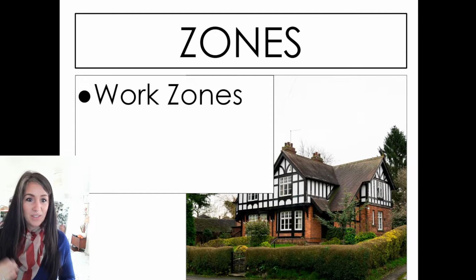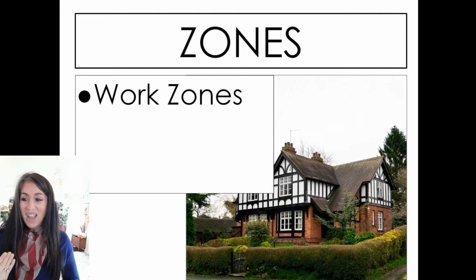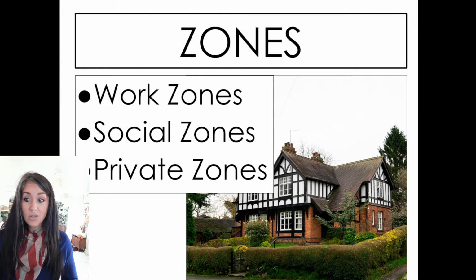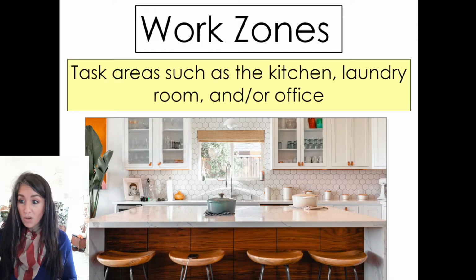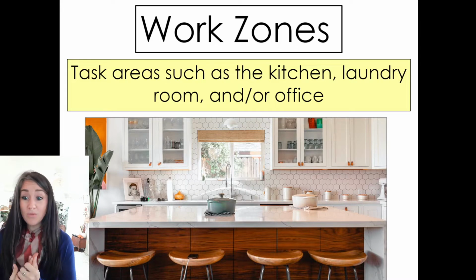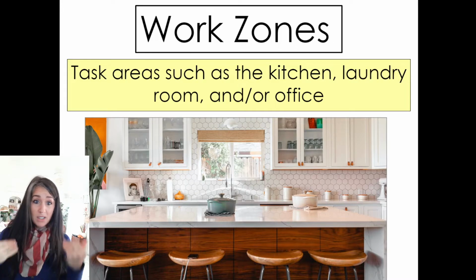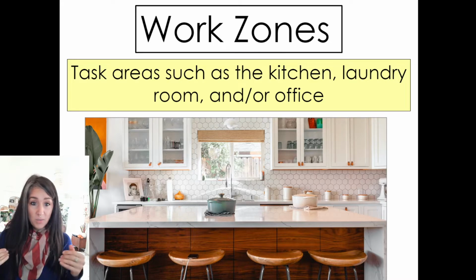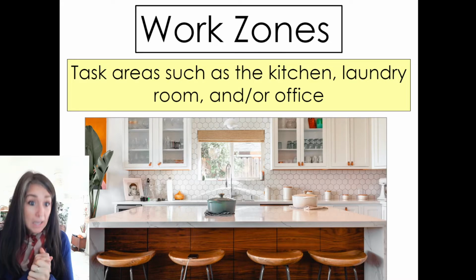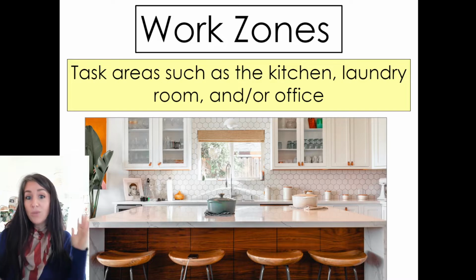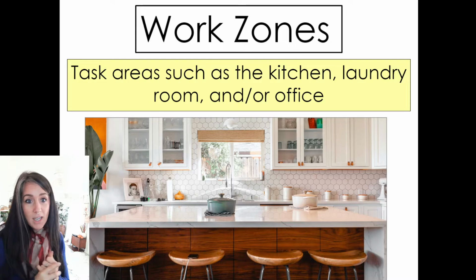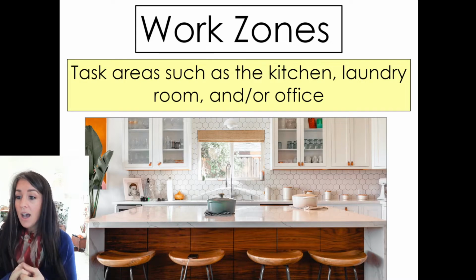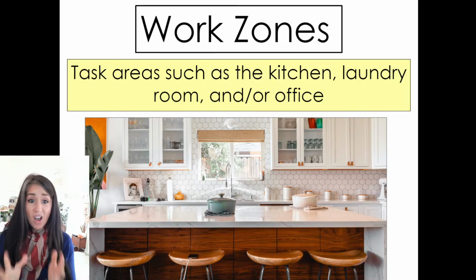In our home, we have different zones, okay? So there are work zones, social zones, private zones. So let's chat more about what does that mean? So a work zone would be places where you kind of do tasks. So definitely for me, the kitchen. This is where if I am not working, I am in the kitchen a lot, right? Making food, cleaning up after dinner, making sure that everybody has food in their tummies and is growing and happy and healthy. Laundry room would also be part of that, office areas.